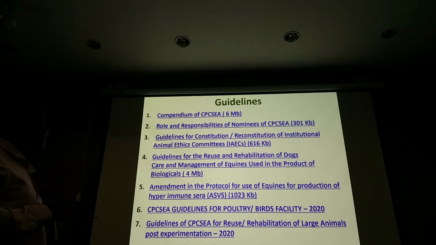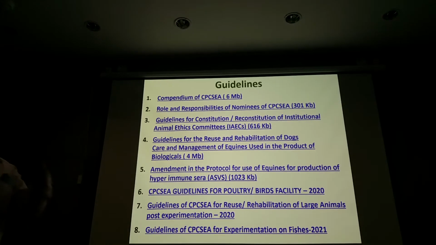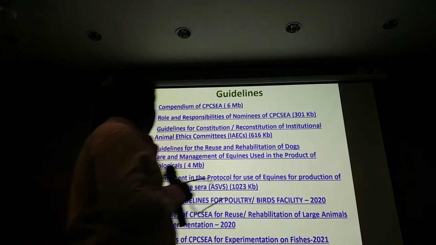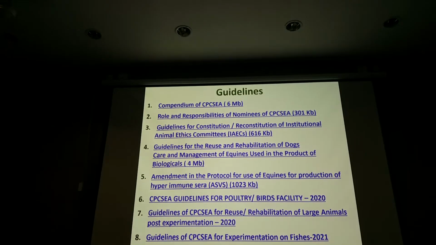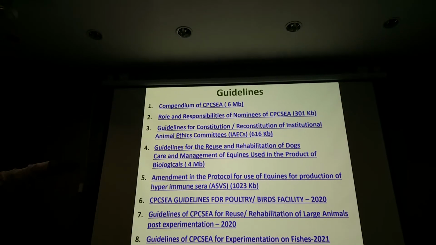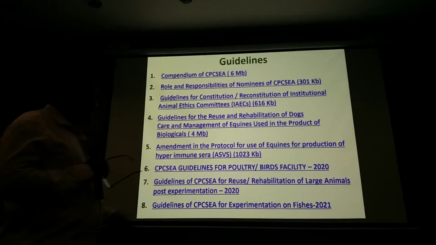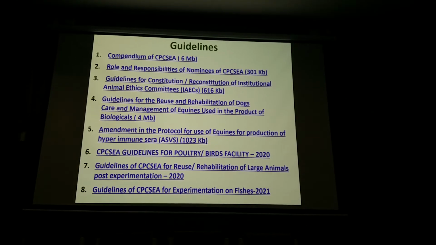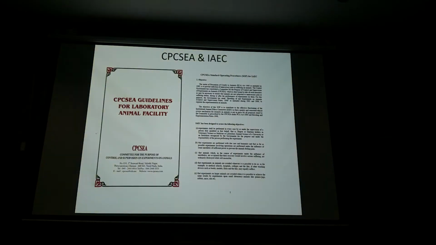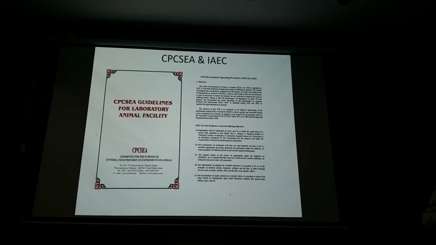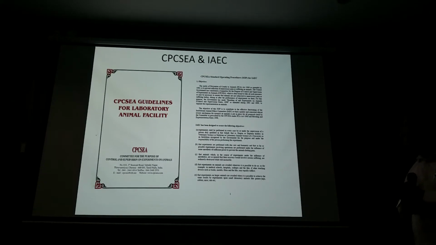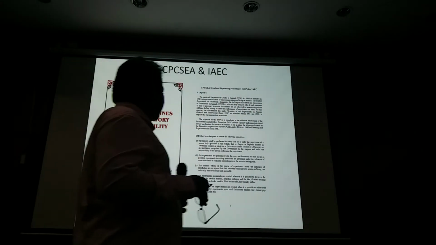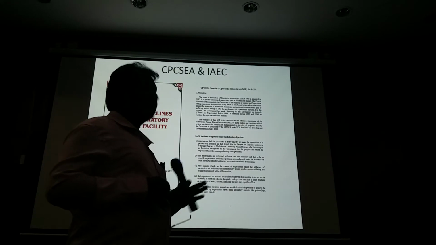Then the guidelines for the constitution and reconstitution of the Institutional Ethics Committee: usually 5 members from inside and 4 members from outside, totally 9 members, and a minimum of 6 members should be there. Then guidelines for the use and rehabilitation of animals, then the amendment for the protocol by CPCSEA for poultry, and finally they have fished out the fish. Until 2021 fish were not under CPCSEA, but abroad they were. Any invertebrates are also there in that. This is one of the guidelines, the CPCSEA guidelines for the animal facility, which tells all the guidelines on how to do it.